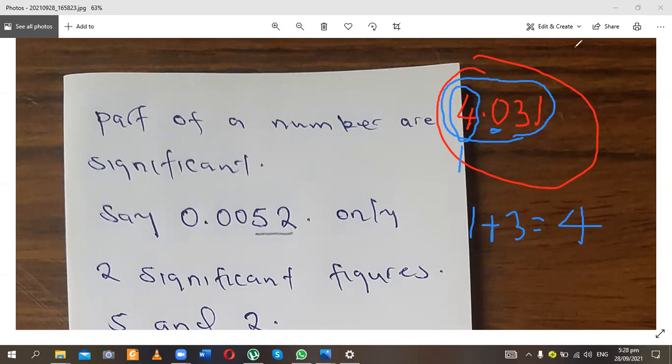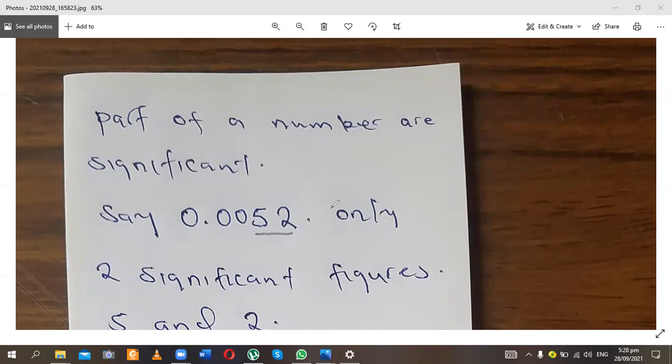Then let's see that point we're trying to exhaust, that the zeros that come after the decimal point are significant. So in here, because they are leading zeros, these leading zeros are not significant. Therefore, the significant figures that we have are only 2.